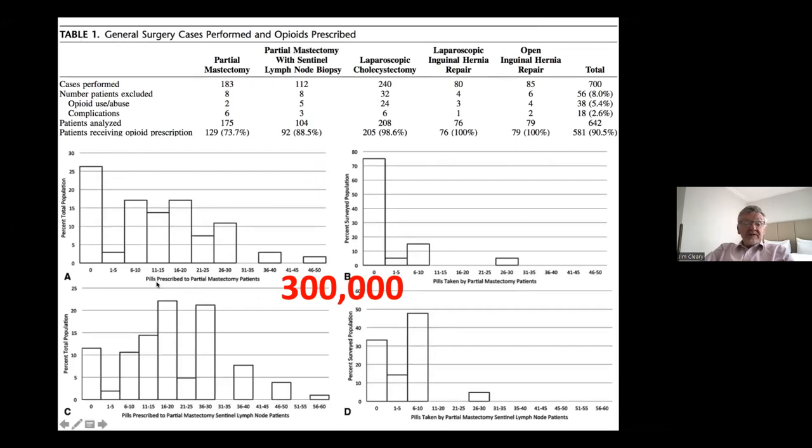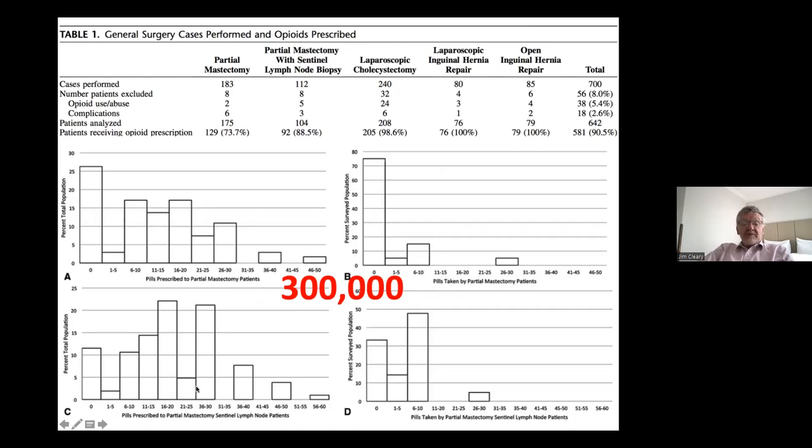What you can see here is the number of pills prescribed to these patients, and then the number of pills actually taken by these patients. There are 300,000 operations of these in the United States a year, partial mastectomy patients, so the equivalent of a lumpectomy, and we can see that most of the patients got between 5 to 30 tablets, but 75% of them consumed no opioids.